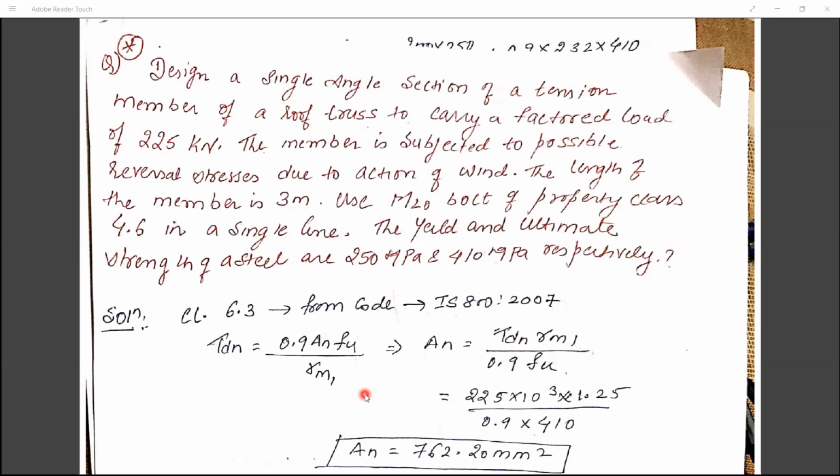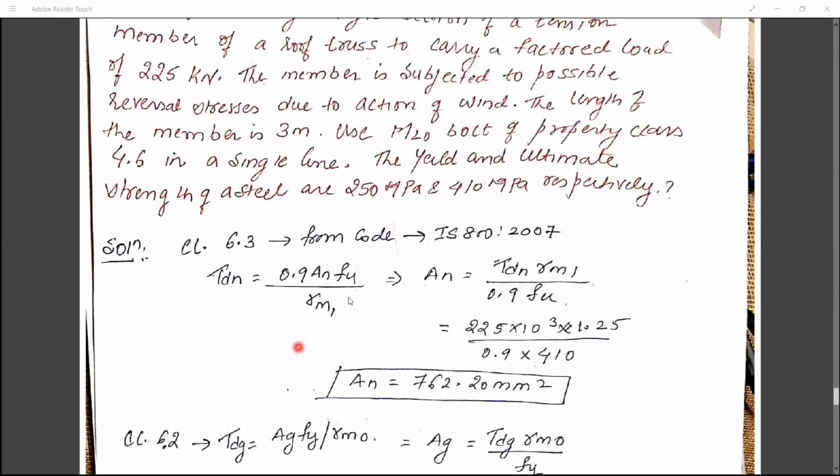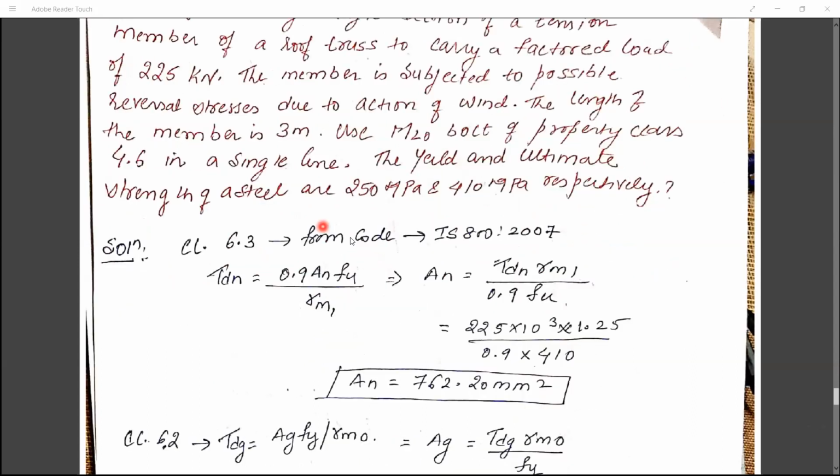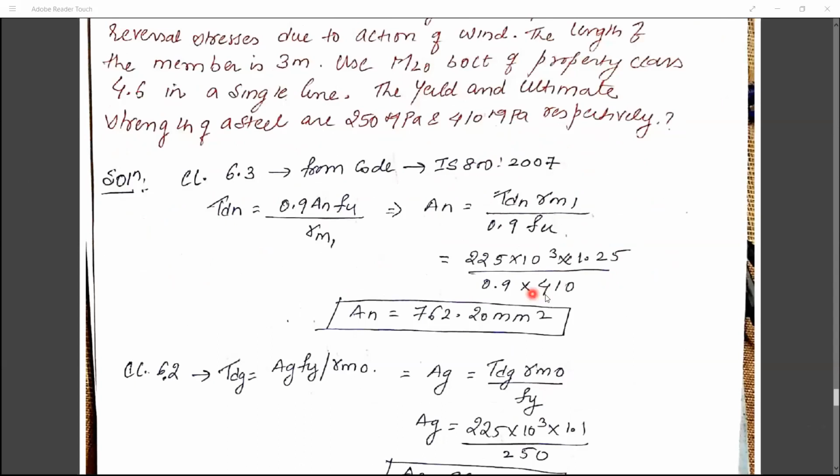So starting, the first step is similar. TDN is 0.9 AN Fu by gamma m1. Then AN you can calculate by TDN gamma m1 by 0.9 Fu. Here the factored load is given, so no need to multiply by 1.5. If it is axial load, you have to multiply, but here the factored load is already given. So 225 kilonewton into 1.25 divided by 0.9 into 410. That is nothing but 762.20 mm square.